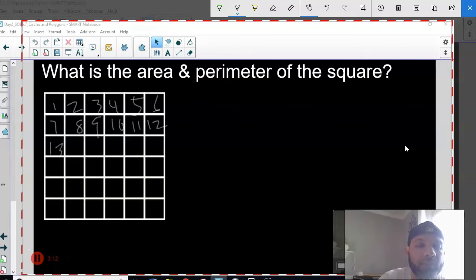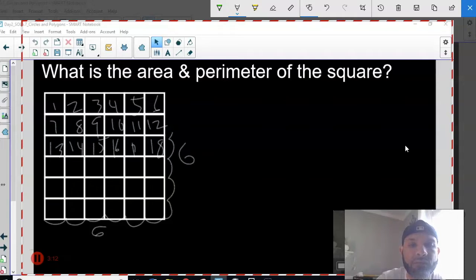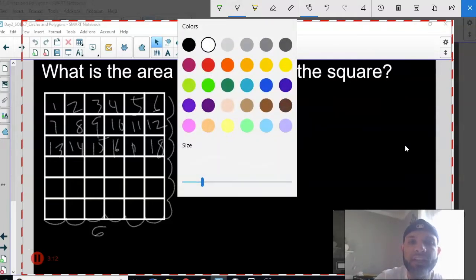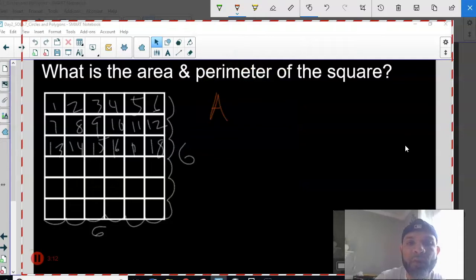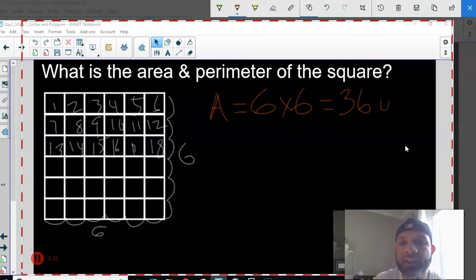Now, you might be saying, well, there's no need to do all of that, because we also learned yesterday that all you have to do is know what the base is and what the height is. The base is 6 units, 3, 4, 5, 6, and the height is 6 units, 1, 2, 3, 4, 5, 6. So we can figure out the area by simply multiplying the base times the height, 6 times 6. And what we'll see is our area is 36 square units.